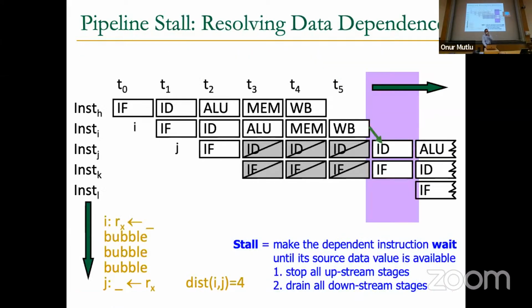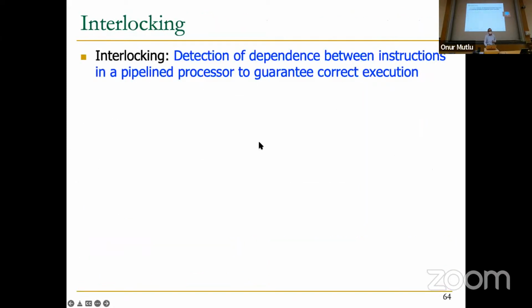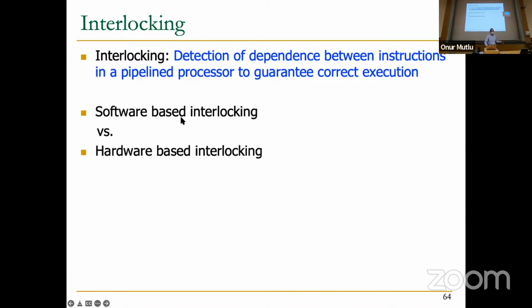So let's talk about interlocking. Interlocking is the idea of detecting the data dependence, basically. It can be done in hardware or software. Basically, you detect the dependence between instructions in a pipeline processor to guarantee correct execution. And there are software-based interlocking mechanisms and hardware-based interlocking. We're going to talk about the hardware-based first.